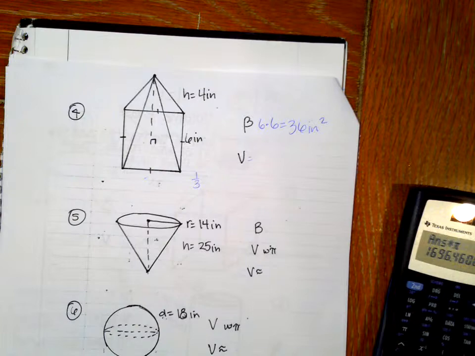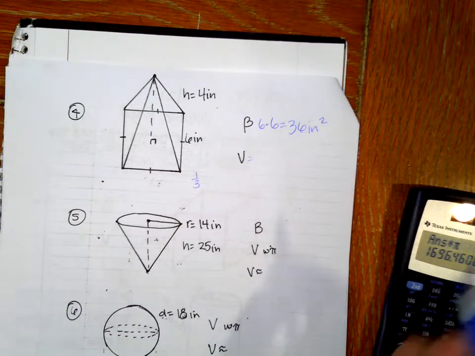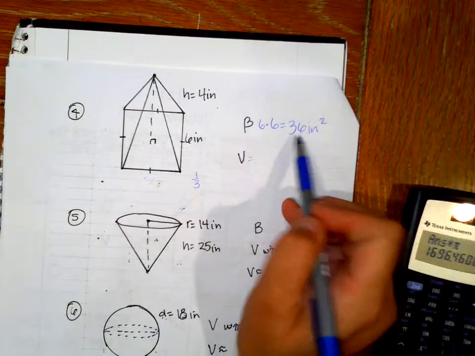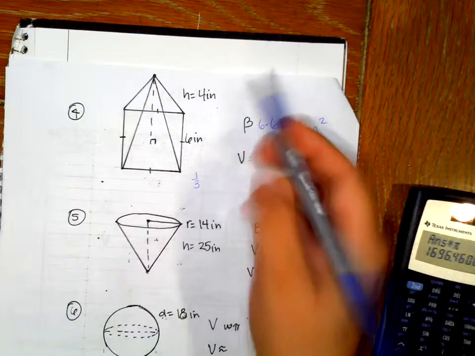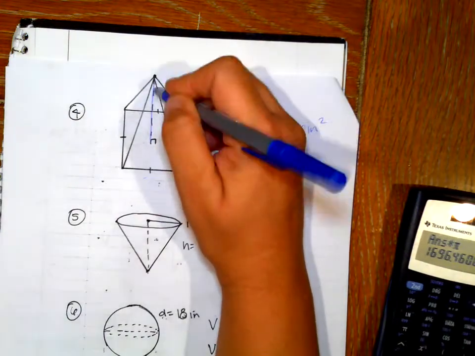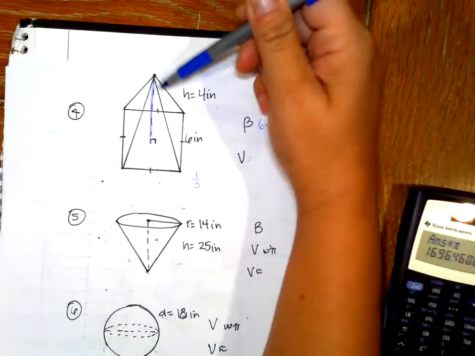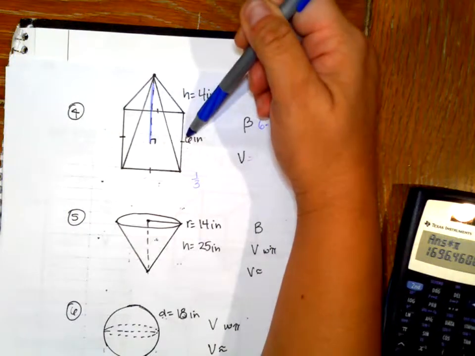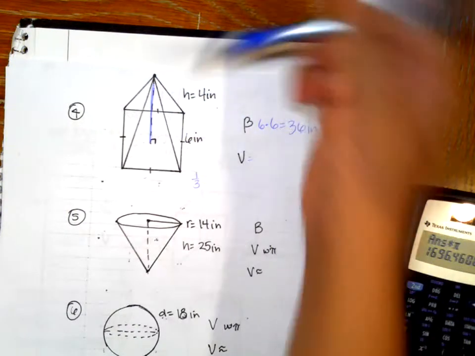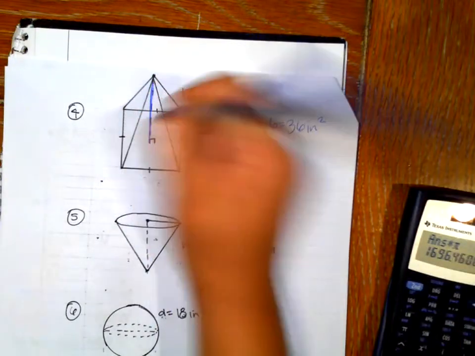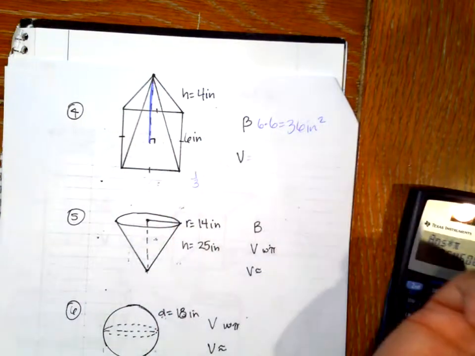All right, let's do this one. You're going to do the base and multiply it by the height. I told you the height is 4, and remember, you want the height on the inside. You don't want the height out here. I don't think we did any problems like that. They're not going to be on the test, but this out here is called the slant height. You want the actual height here, and I told you that was 4.